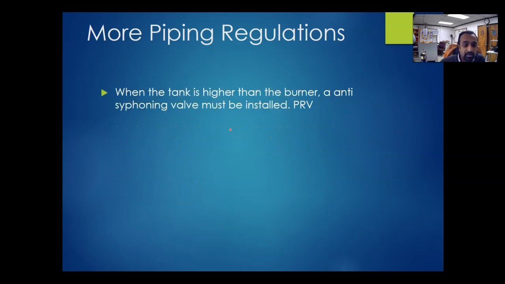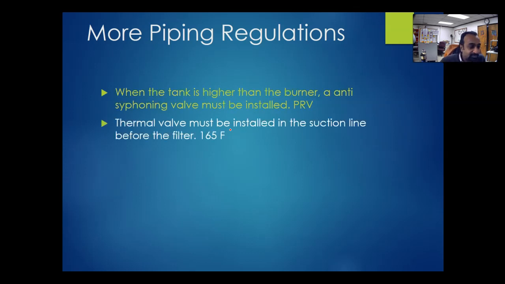When the tank is higher than the burner, an anti-siphoning valve must be installed. It's called PRV. Again, we rely on gravity to pull the oil from the tank to the burner. If not, we might have to install a valve or an anti-siphoning device or a loop, because if you empty the tank completely, you have to fill that pipe to prime the pump, because the pump for the oil is not designed to pull oil. We've been through that before when we did the pump testing.